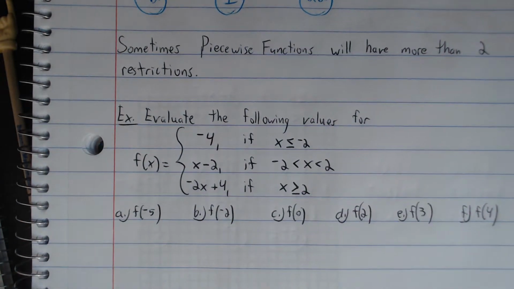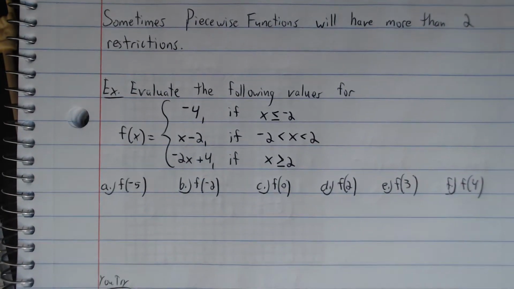Now we get into some slightly different piecewise functions. It's the same concept, right? We have restrictions and different functions or pieces of functions for those restrictions. But sometimes we have more than 2 restrictions. Sometimes we have 3. Other times you can have as many as you want. Depends on how detailed you want your piecewise function to be.